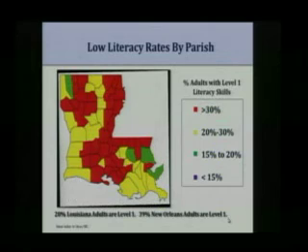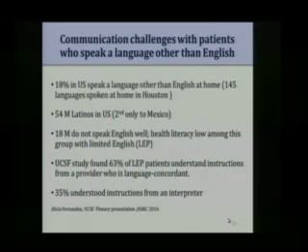So this is us by parishes. If you look at the Delta region, it falls in the same. We have no purple parishes. This is us in Caddo. Bossier has a little bit higher literacy, and we don't have very many green. So 28% of Louisiana adults are on level 1. If you look at New Orleans, that's 39%.